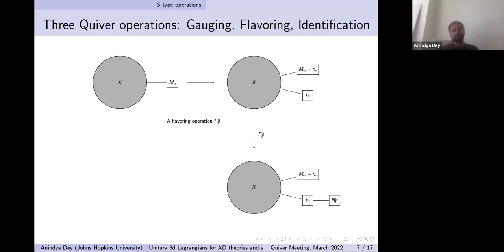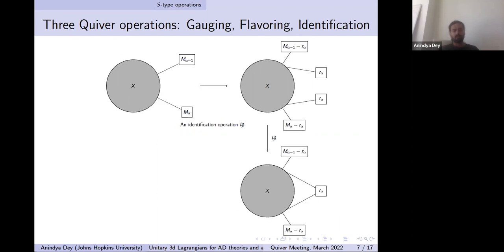All right, and then the third one is the identification operation. So assume that there are two such nodes. I split each one of them, and there's an equal rank component which I identify. Okay, good. Are the operations clear to everyone?